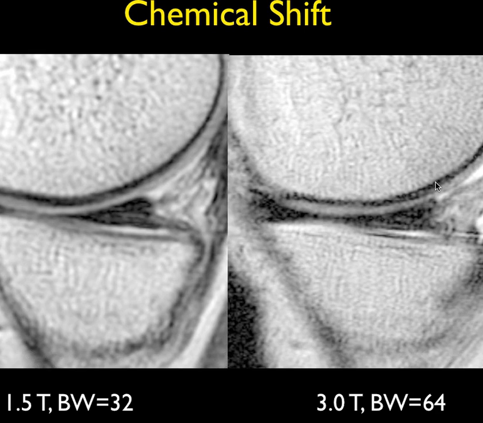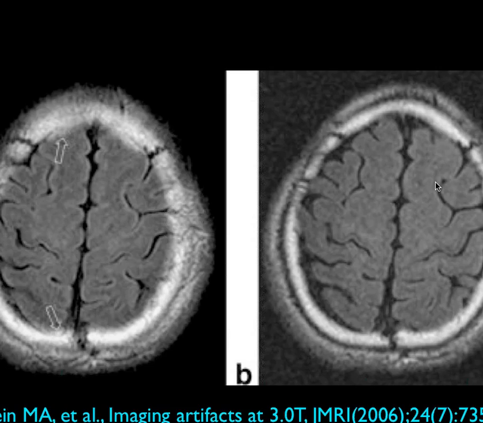So unless you do other things, if you just change the bandwidth, you're not going to be able to use the full signal to noise that you should be able to gain by going to higher fields. So there are other ways to handle chemical shift that we'll talk about later.